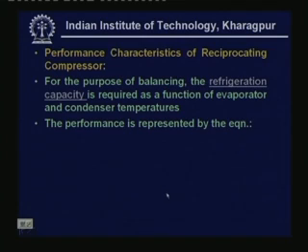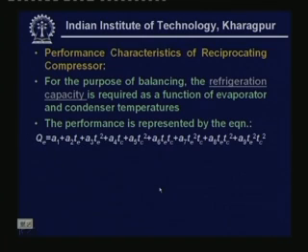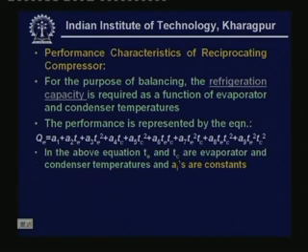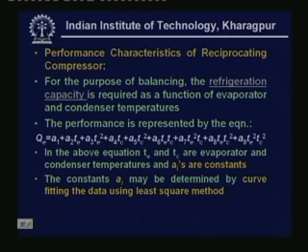So as I said, the performance is represented by the equation QE is equal to A1 plus A2 TE plus A3 TE square plus A4 TC plus A5 TC square, like that. You have A6 TE TC, several terms. So there are 9 terms here and 9 constants. In the above equation, TE and TC are evaporator and condenser temperatures, and the AIs are constants. The constants AI may be determined by curve fitting the data using the least square method, or you can also do it by taking 9 point data and simultaneously solving the equations.